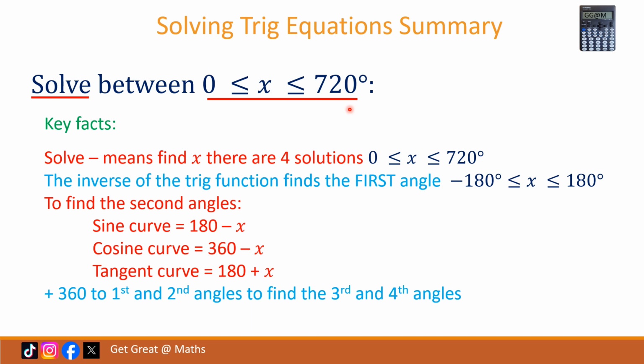Now, normally in the exam, they only ask you to work out the solutions between 0 and 360. And between 0 and 360, there are only going to be 2 solutions. So you won't need to do as many steps as we've looked at here. But if you're going on to do A-level maths, you will need to know how to work out the third and fourth angles because they will be really useful later on. So please make sure you know how to repeat the curve and how to use these functions.